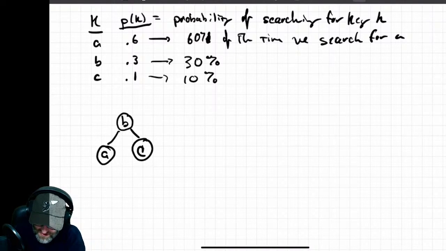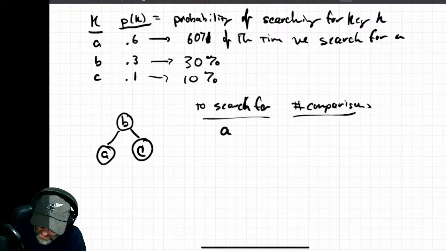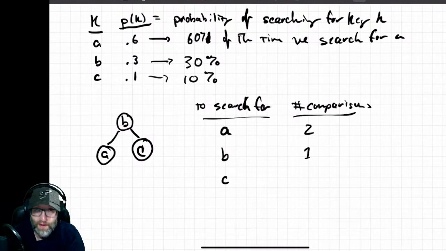So for this particular example, where we've got a balanced tree, to search for A would cost me how many comparisons? Well, I would have to come and search for B, find that that's not the thing that I'm looking for, go down to the left child, compare to A, and find that that is the thing that I'm looking for, right? What about searching for B? Well, since it's at the root, I only need one comparison. And searching for C is symmetric, so of course it would cost me two comparisons.